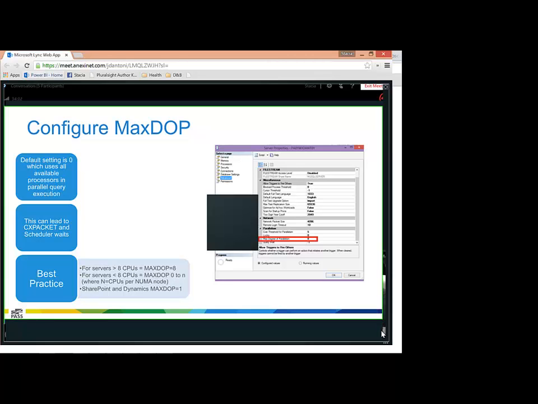Where this gets a little dicey, and these servers are few and far between, but you may run into this if you're using VMs, is what do you do if you have a 2 CPU server? In that case, you probably would set it to 0. Otherwise, it's typically going to be the number of cores in a NUMA node. The one other exception to this rule is a couple of these Microsoft applications, SharePoint and Dynamics in particular. They want no parallelism in their application, so they recommend you set max degree of parallelism to 1.